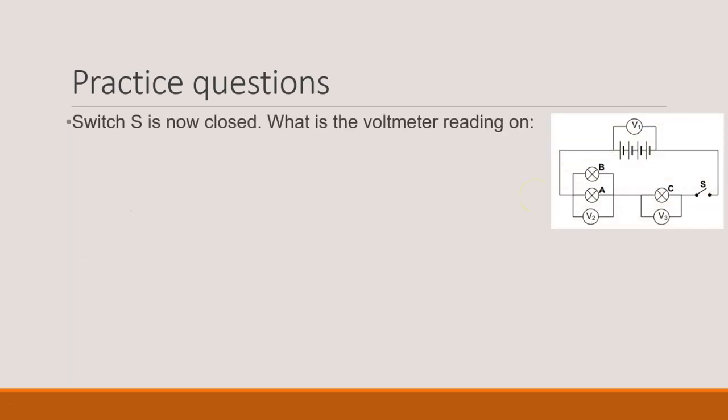Switch S is now closed. What is the voltmeter reading on V1? Well, V1 consists of 4 cells, each one with a voltage of 1.5 volts. 1.5 times 4 will read 6 volts. What will be the voltmeter reading across V3? I'm going to show you 2 methods for working this out.